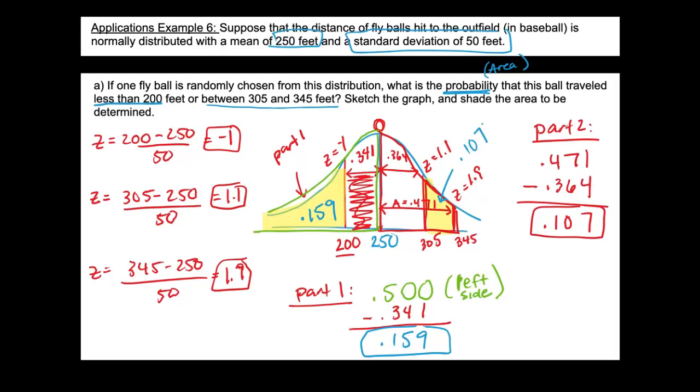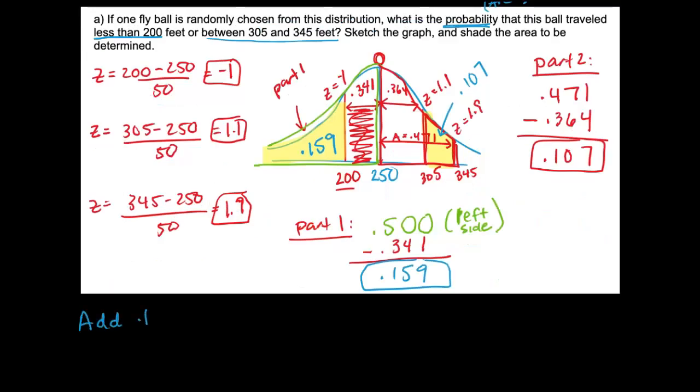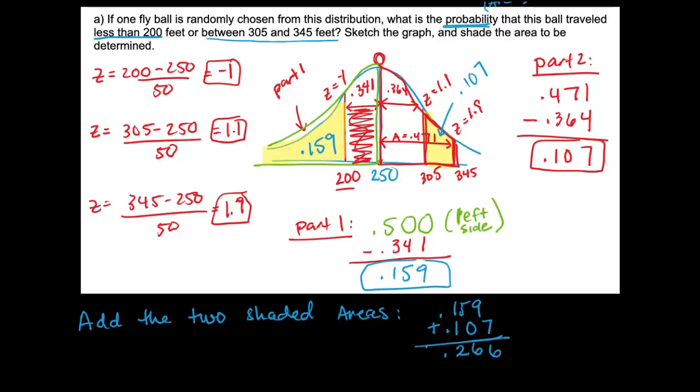And so in the end, if I want to know the probability that it's going to be in either of these regions, I'm going to add them together. So we're going to add the two shaded areas together. So we're going to take 0.159 and we're going to add 0.107, and we get 0.266. And so we could even think of that as a percentage as 26.6%. So what is the probability that the ball traveled less than 200 feet or between 305 and 345 feet? Well, it's 26.6%, or as a decimal, 0.266.